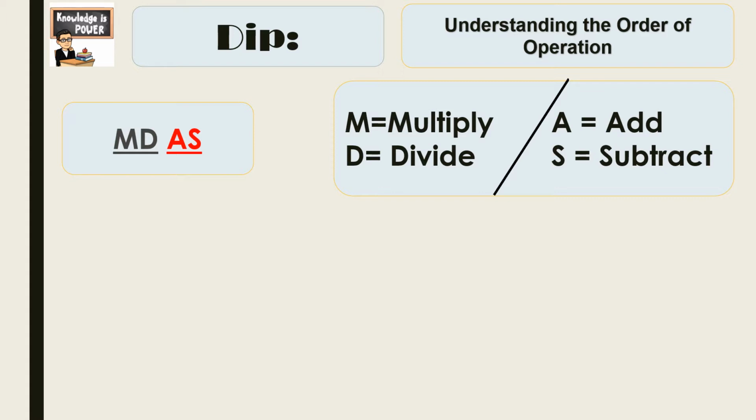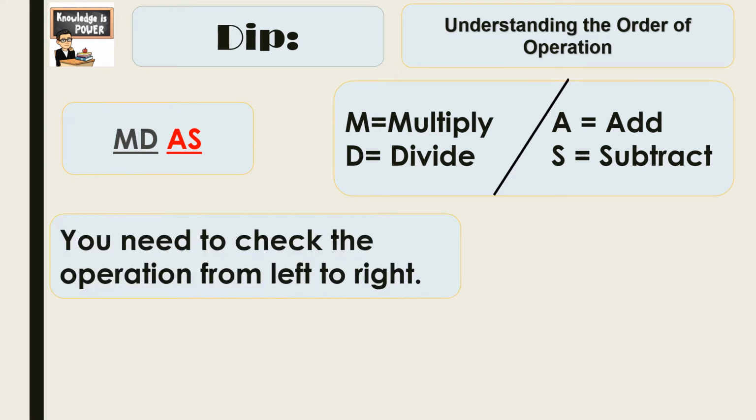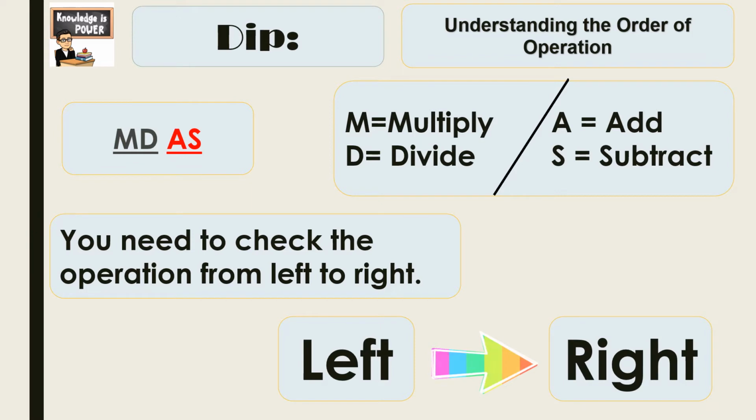What about, teacher, in left to right, if subtraction comes first before addition? You should subtract first, because you saw the subtraction sign before the add. But if you see a multiply before a subtraction, you must multiply first, and after that you subtract. But remember, check the operations from left to right.